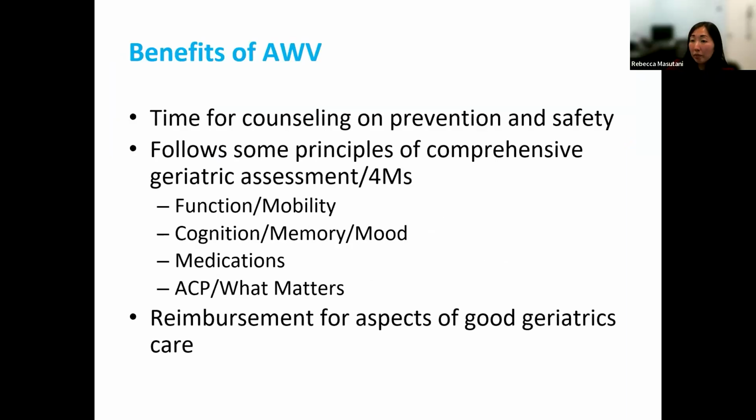So while there's a lot of information to complete during an annual wellness visit and review, the benefits of completing this with your patient is that it allows time to counsel patients on prevention and safety, and it also incorporates a lot of geriatric principles, like the 4Ms, into the visit. And lastly, we'll talk about this in a few slides, it does offer an opportunity for practices to be reimbursed for aspects of good geriatrics care.